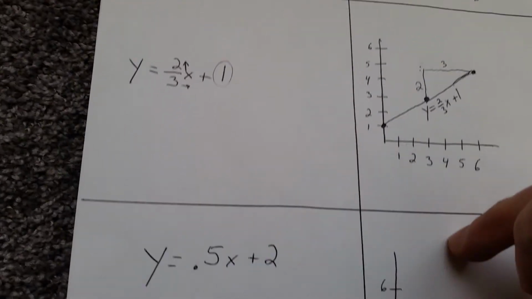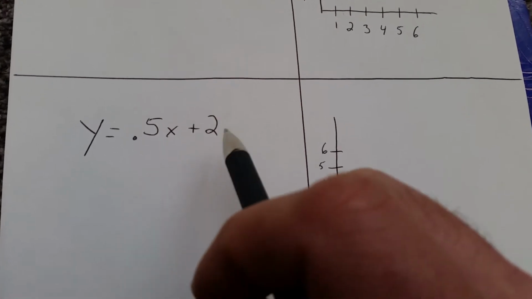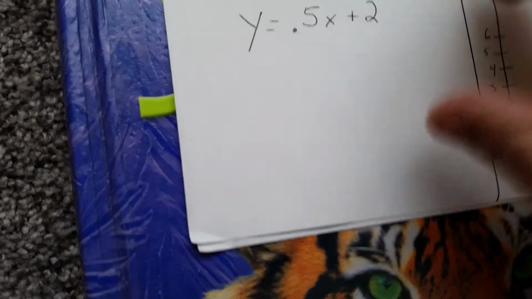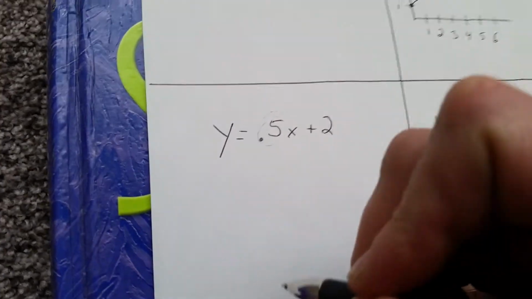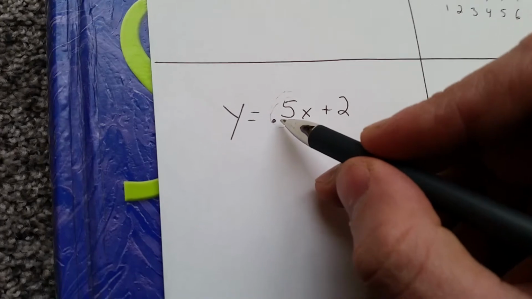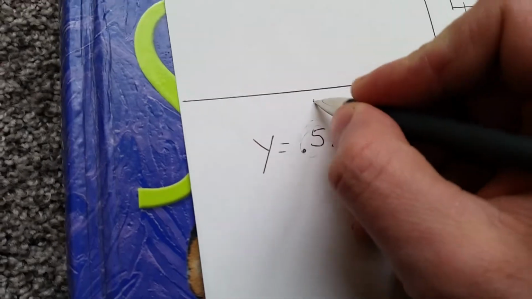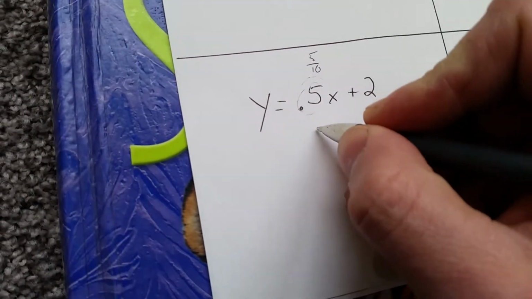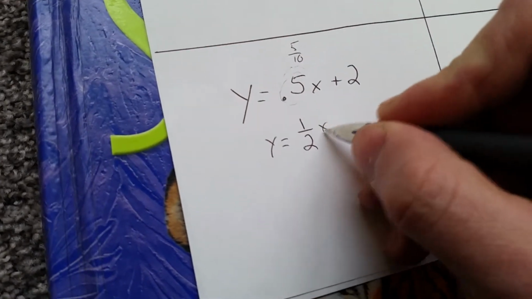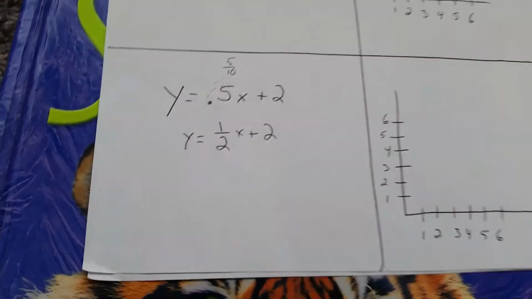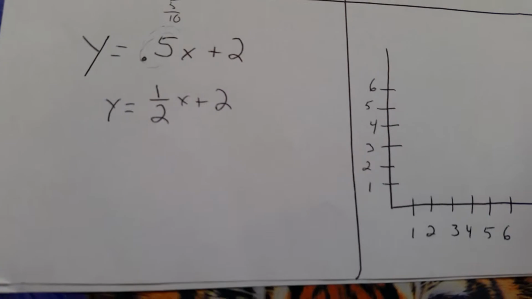Okay? Let's look at our last example. y equals 0.5x plus 2. If you see something like this, you automatically have to notice that your slope needs to be written as a fraction. This is a decimal. So how do I write 0.5 as a fraction? Well, 0.5 is also known as 5/10 or 1/2. So I can rewrite this equation as y equals 1/2 x plus 2. All right, take a second, pause the video, and practice this.